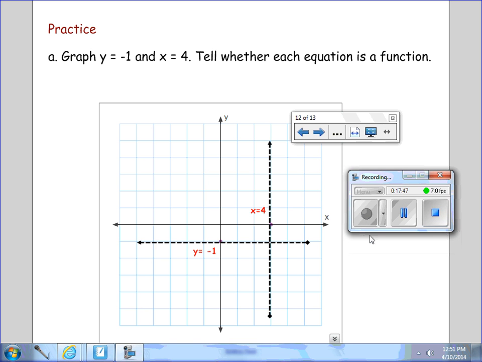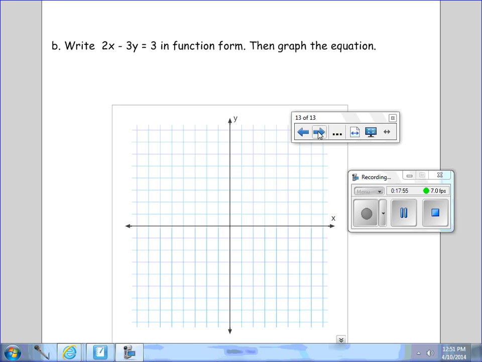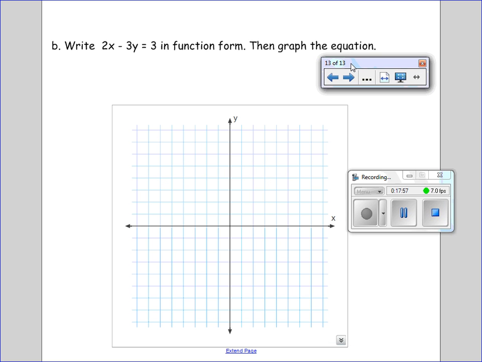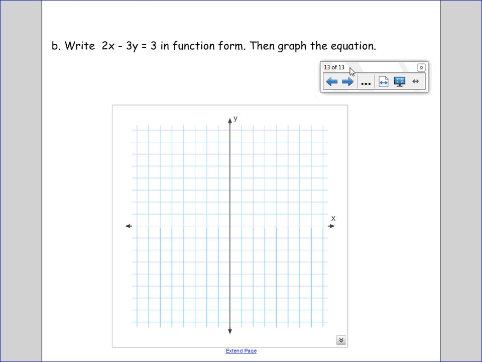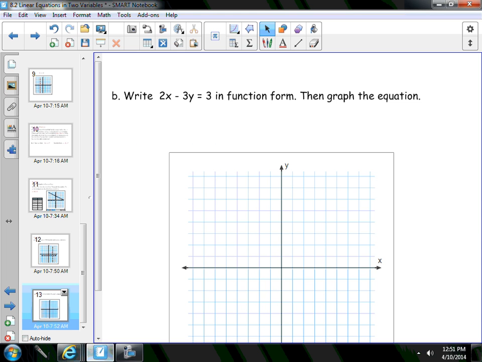And here is your answer for those two graphings. Y is equal to -1 for the horizontal line. X is equal to 4, the vertical line. So the last example, write 2x minus 3y is equal to 3 in function form, then graph the equation. We'll come back and check our work.